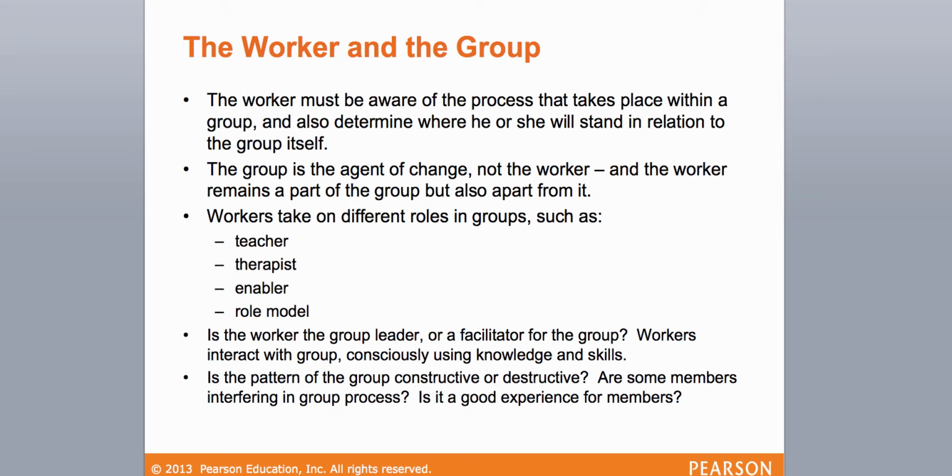And so one of the things the worker has to look at, whether they're the leader or the enabler or whatever, is what's going on in the group. Use your skills and knowledge as a worker to help the group accomplish its goals. Is the way the group's relating going to help accomplish those goals, or is the group moving into some sort of destructive path? For each individual, is it a positive experience, or are there negative things going on? Are there members of the group that are interfering in the group process in one way or another? The worker has to keep track of those things and work with the members of the group and the group itself to develop the most positive experience for everyone possible.